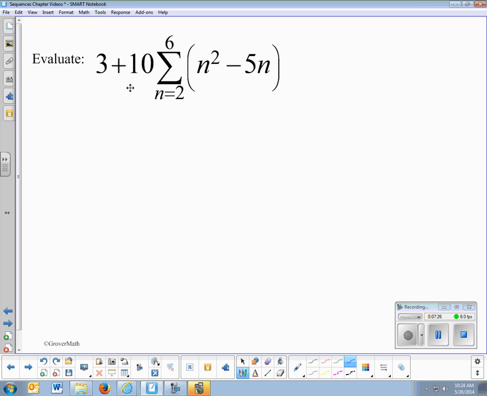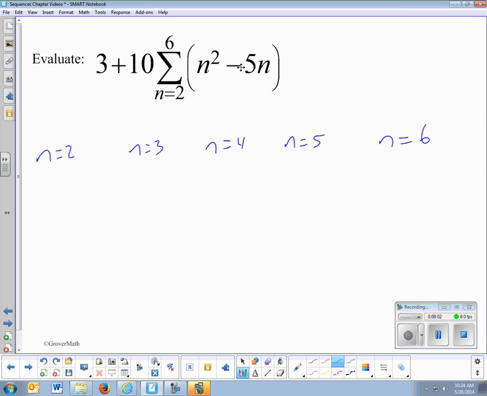So basically, anytime there's anything over here on the left side of your summation symbol, you don't deal with it until you're done with everything we've been doing. So we have this expression, n squared minus 5n. So there's 2 places of n we're going to substitute numbers into. And we're going to go from 2 to 6. So starting at 2 and ending at 6. So that's 2, 3, 4, 5, 6. So n equals 2, n equals 3, n equals 4, n equals 5, and n equals 6.